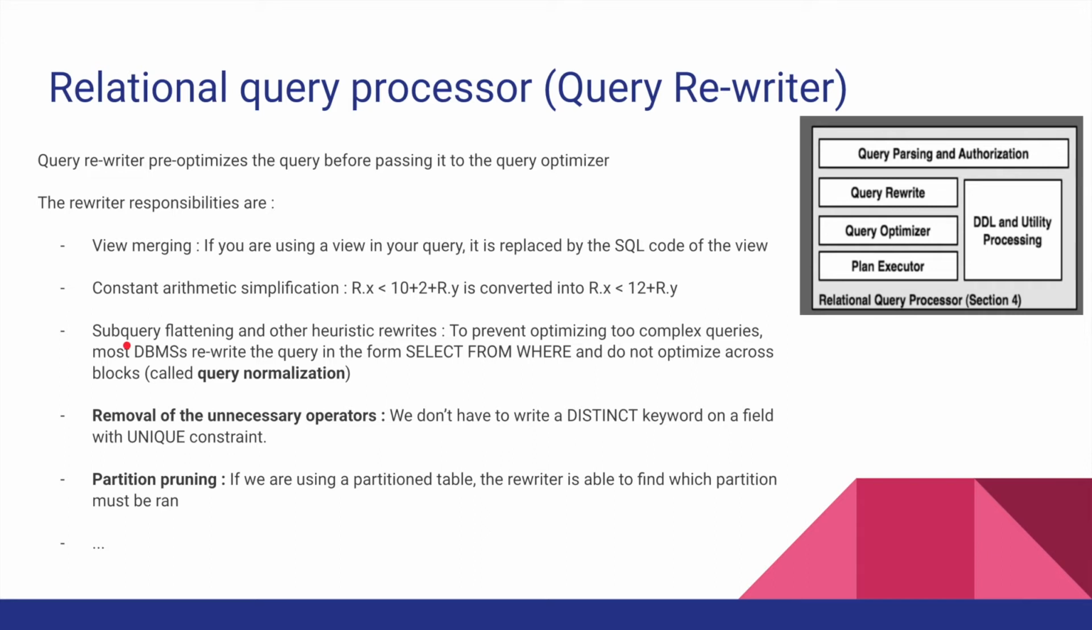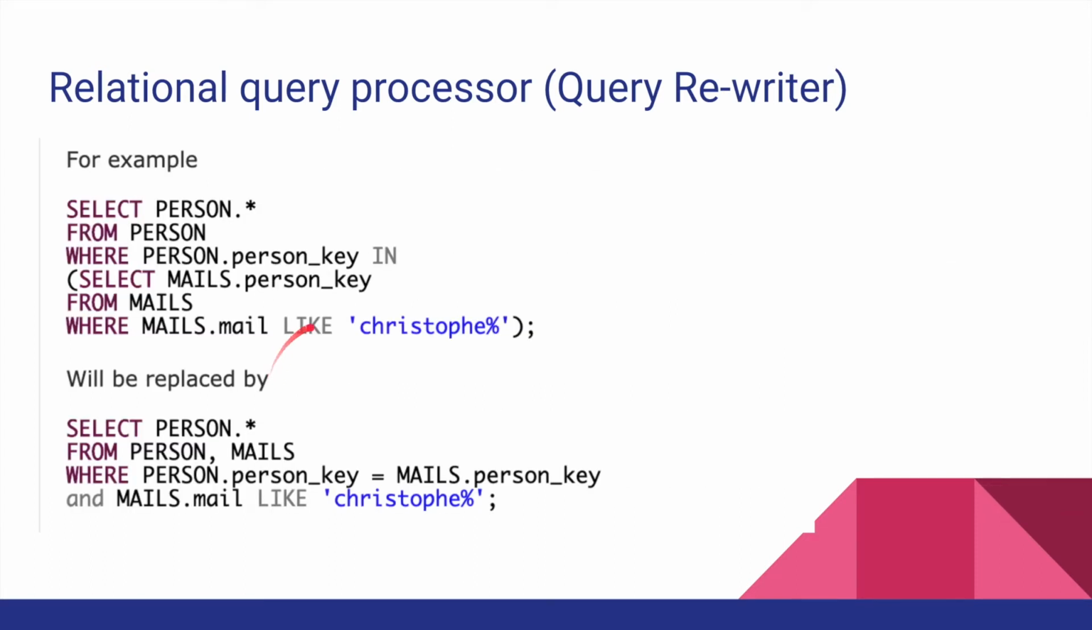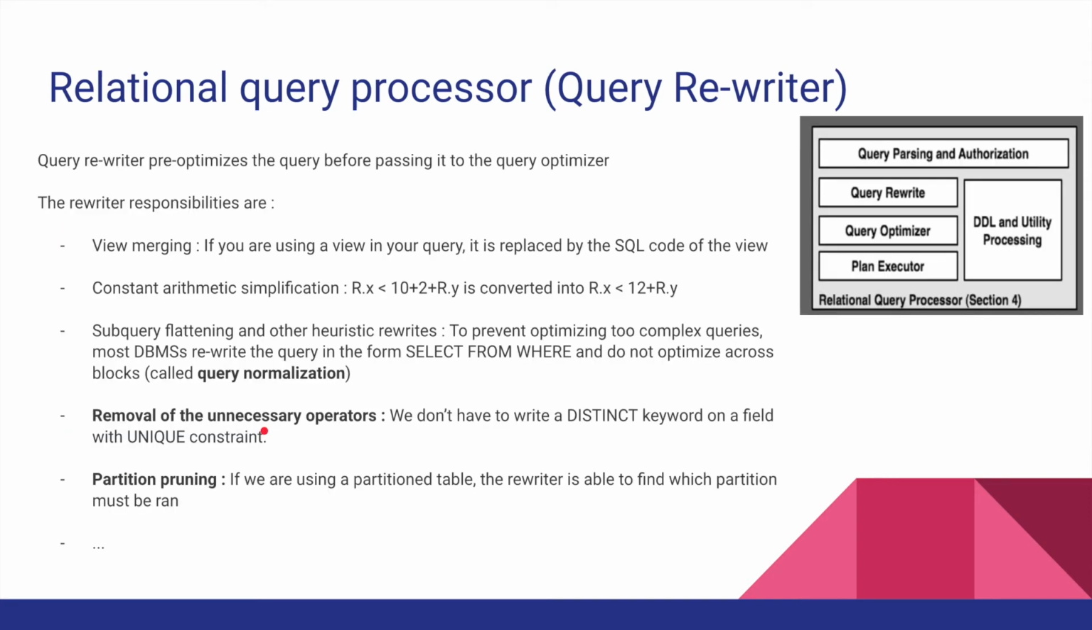To explain a bit, to avoid optimizing overly complex queries, most RDBMS rewrite the query in the form of select-from-where blocks, and they do not optimize across blocks. This is called query normalization. I have an example right there. So instead of having a nested subquery like this, it flattens the query. This way it's easier for the query optimizer to optimize the query.